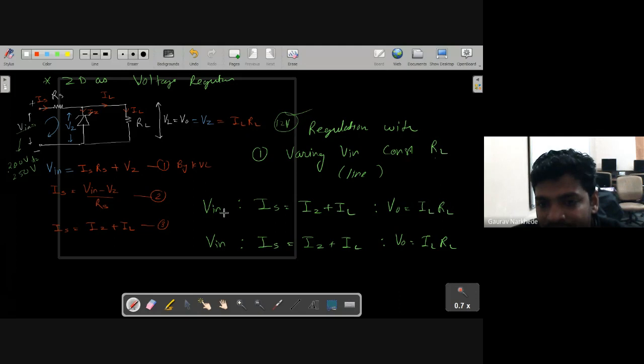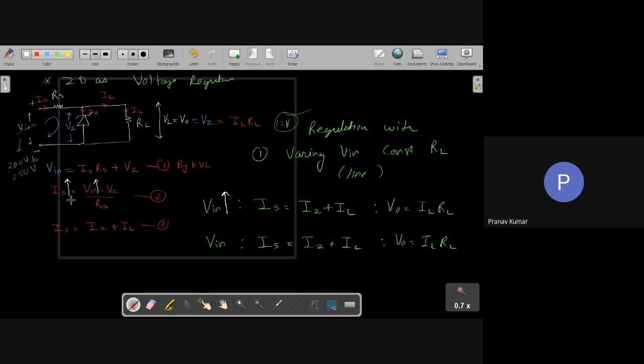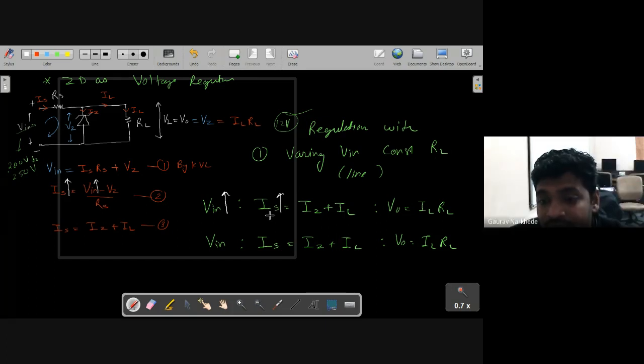ओके, तो देखिए, see Vin, what can be varied? Vin, right. So if Vin increases, तो IS क्या हुआ? यहां से देखिए equation, increase होगा। Very good. So IS increase होगा। ओके, अभी सुनिए, IS increase हुआ, तो ये IZ है ना, IZ will decrease. समझ में आ रहा है?